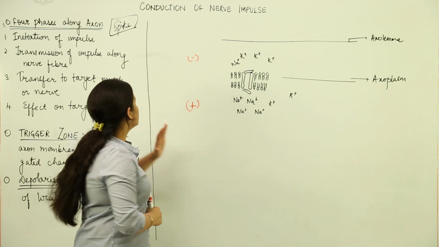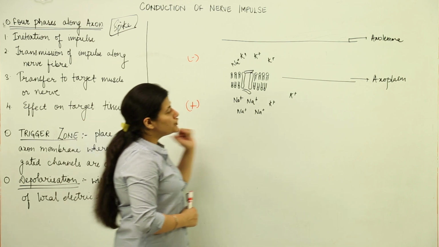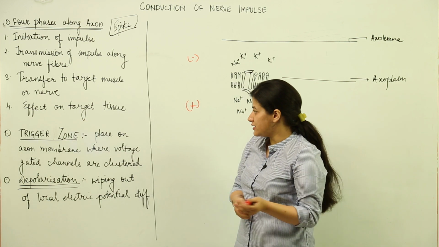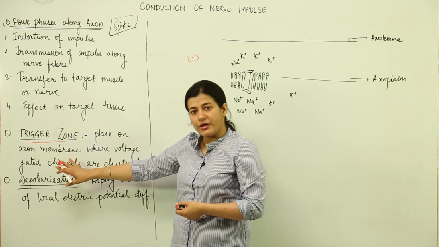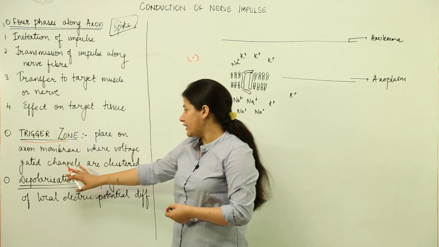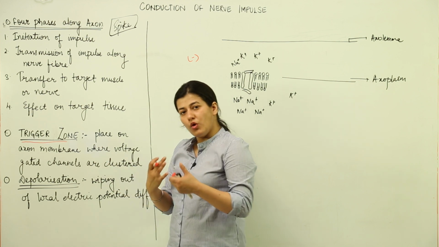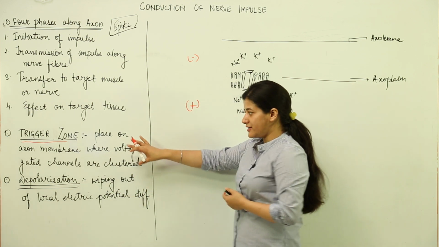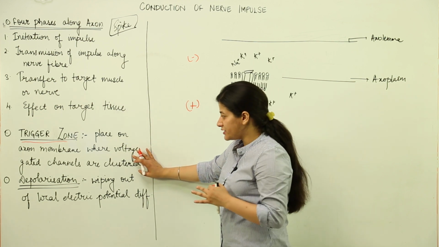Now whenever there is initiation of an impulse at the trigger zone, another term comes into the scene, that is the trigger zone. What is a trigger zone? It is the place on the axon membrane where voltage gated channels are clustered. So you would find more voltage gated channels present at a place that is known as the trigger zone. From that trigger zone, the impulse would be generated.